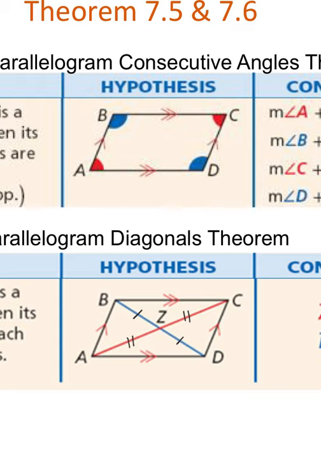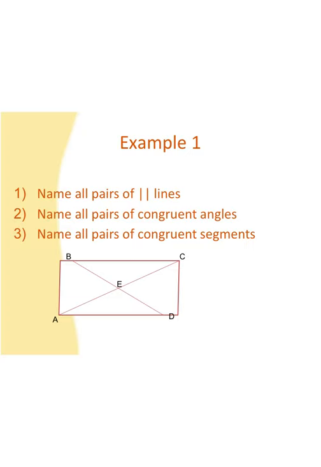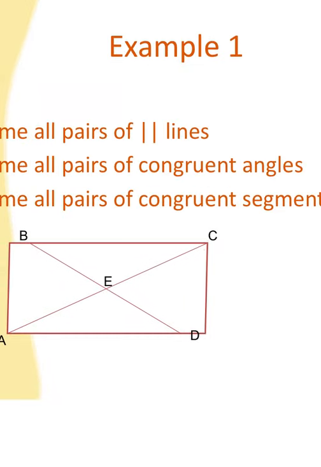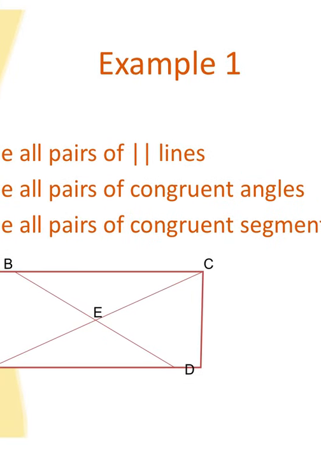All right. On your next example, okay, so this is an example, sorry guys, where it didn't print out correctly. So first, underneath example 1, I need you to write, given that ABCD is a parallelogram. And part 1 of example 1 says name all pairs of parallel lines.